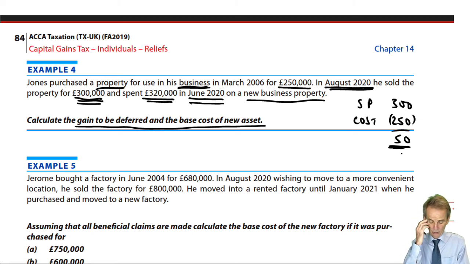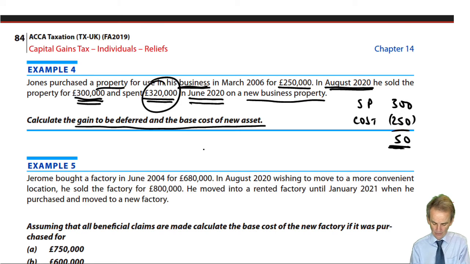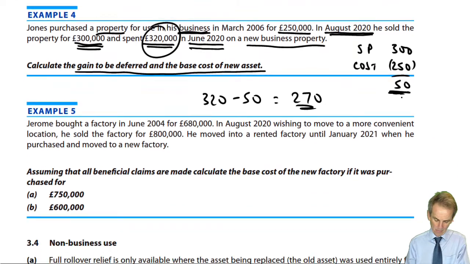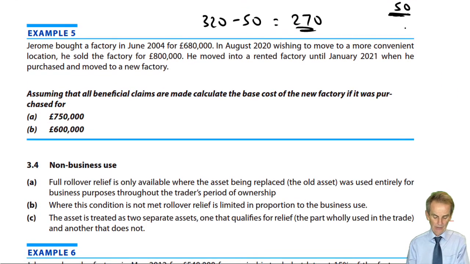Rollover relief of $50,000 will apply against what was the base cost of the new asset, $320,000. So the deemed cost, therefore, $320,000 minus the gain to be deferred, $50,000, will equal $270,000. Again, I'm sure you've checked through that already with the answer. If so, and you're happy with that, move on to example 5, where, well, let's see if we can recognise what is happening here.